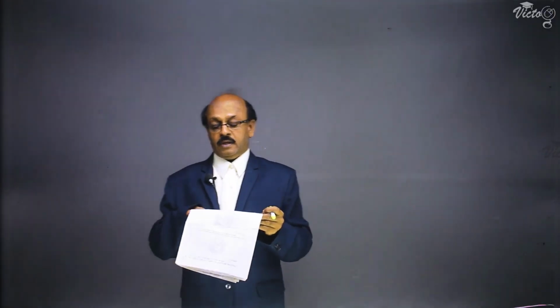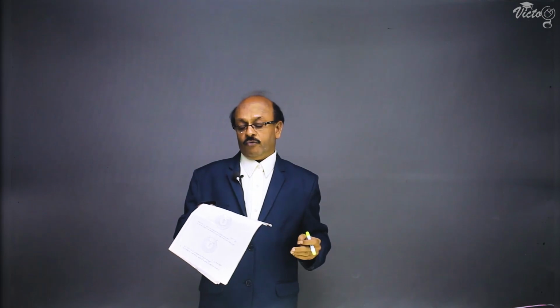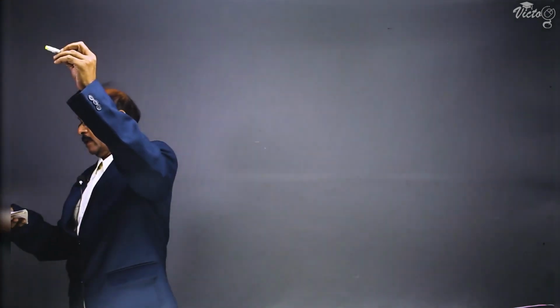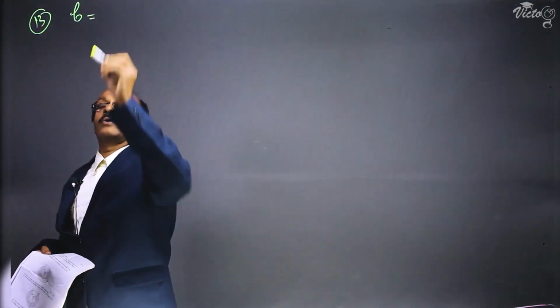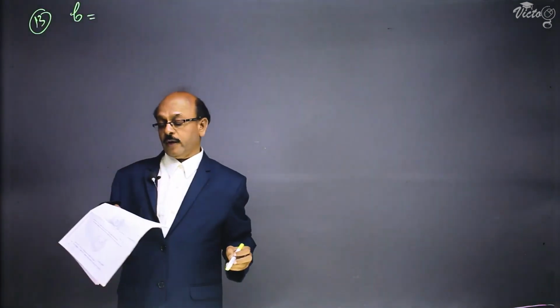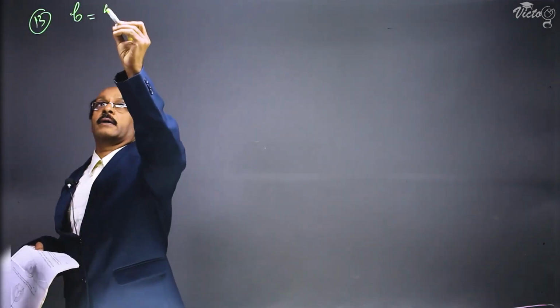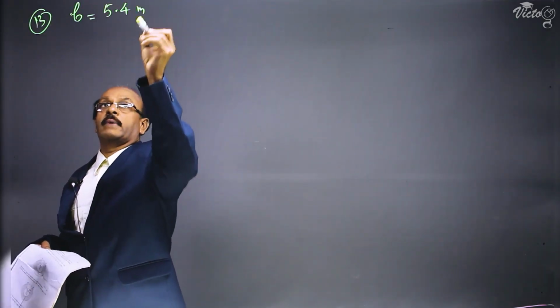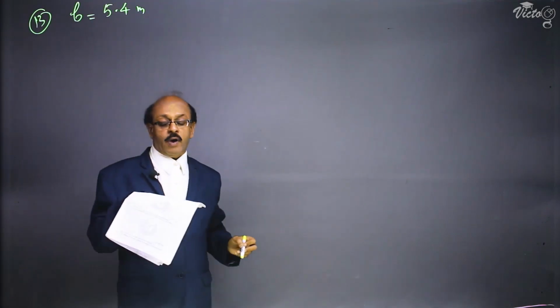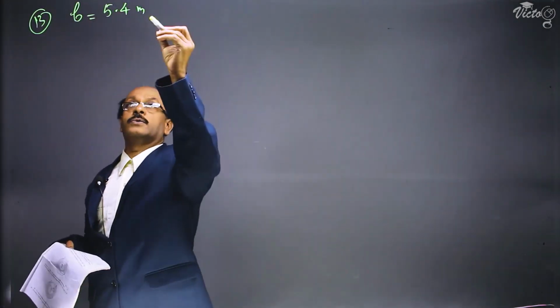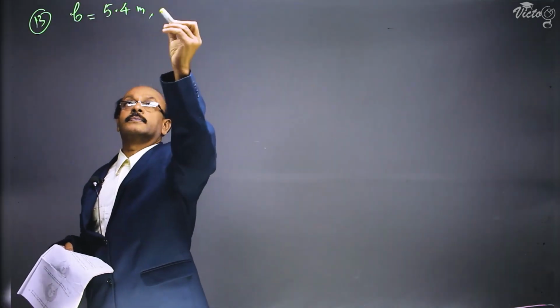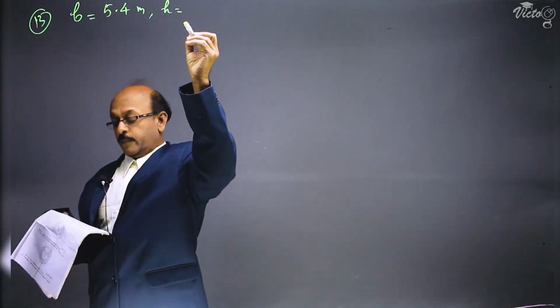In the question, we are given the width of the canal. Question number 13. Width of the canal or breadth B is equal to 5.4 meter, and 1.8 meter deep means height H is equal to 1.8 meter.